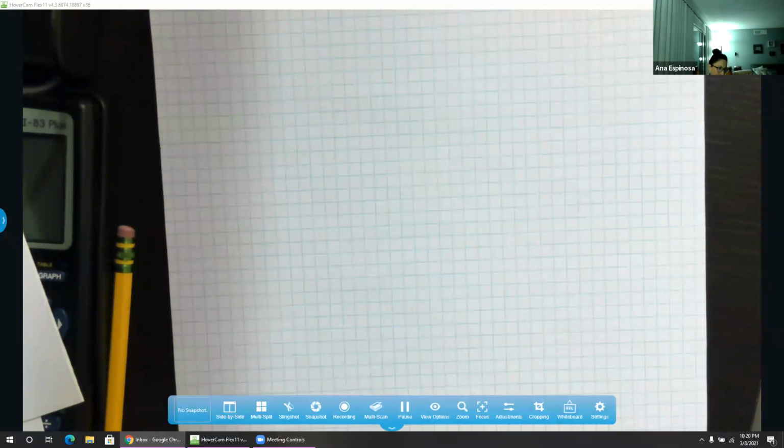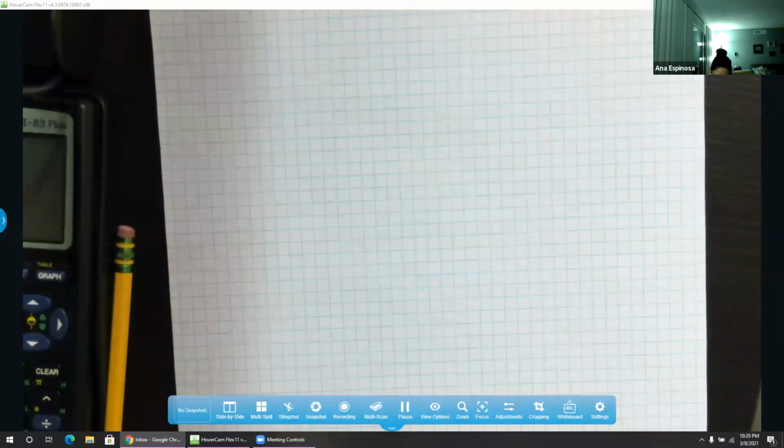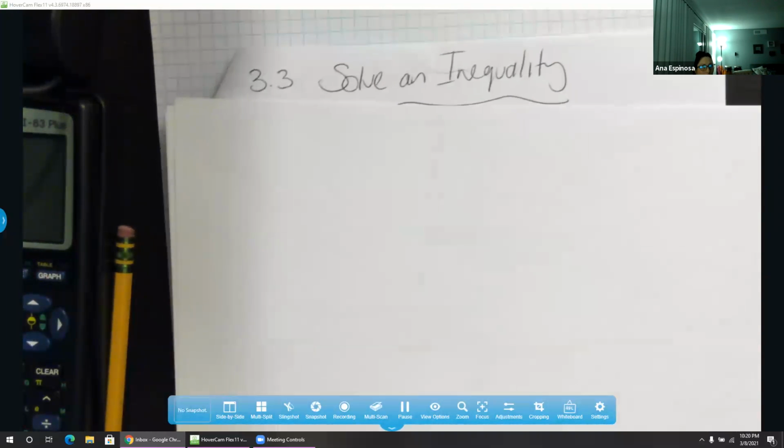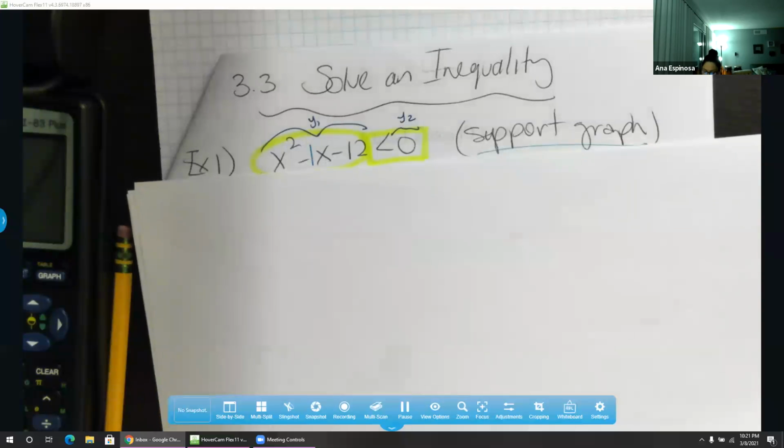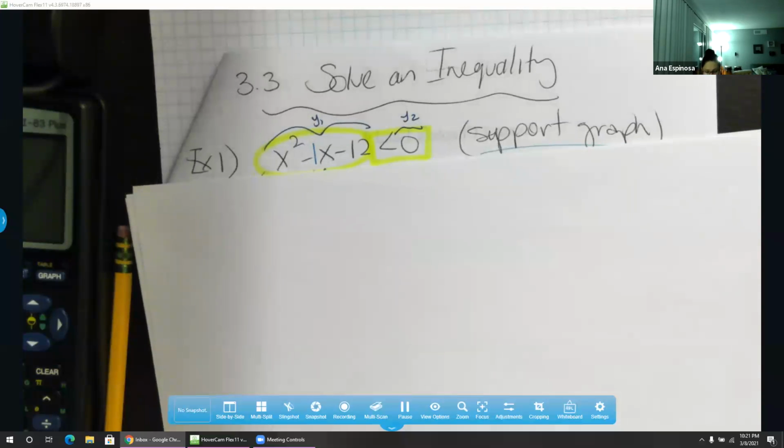I'm going to do 2 applications and we'll be done. All right. Okay. When you are solving an inequality, again, you can have the plus minus situation all the way through, but more importantly, you have to understand what this means. You want to support this graphically.